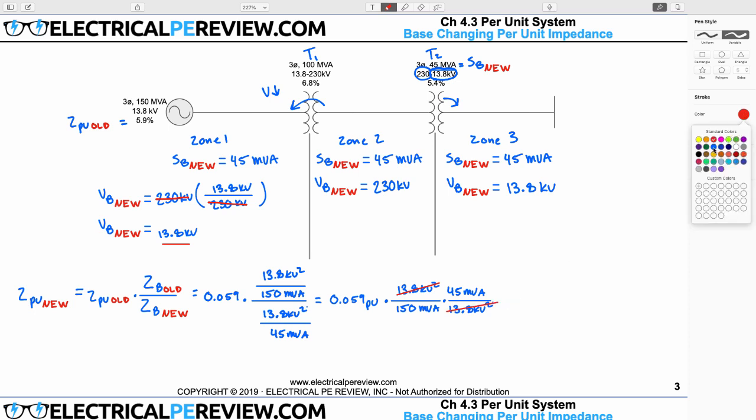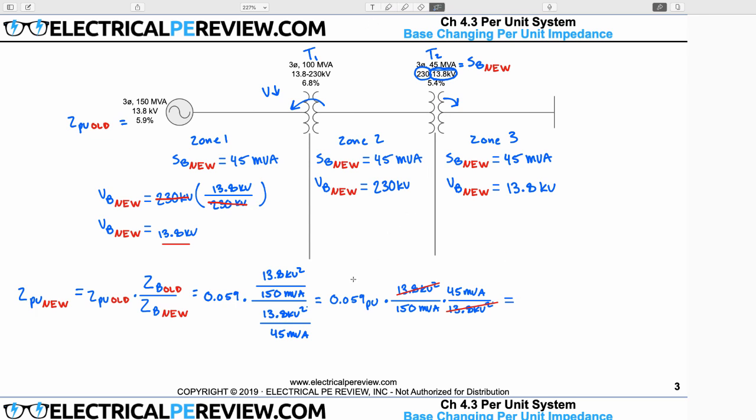All right, let's clean this up one more time before we punch it in our calculator to really bring this point home. So here's our old per unit impedance. And now I've got 45 MVA on top divided by 150 MVA on bottom. Remember, this looks backwards, right?